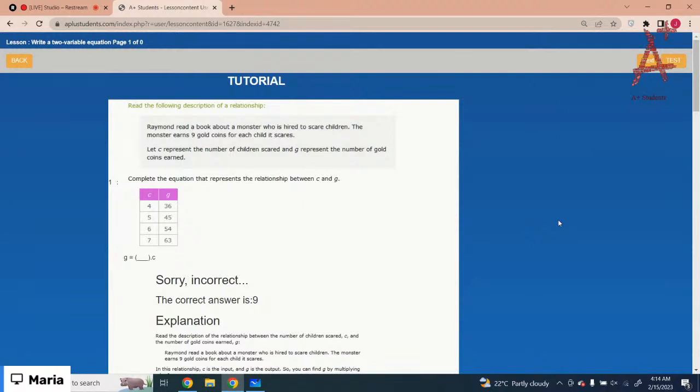Read the following description of a relationship. Raymond reads a book about a monster who is hired to scare children. The monster earns 9 gold coins for each child it scares. Let C represent the number of children scared and G represent the number of gold coins earned. You have a table with the values of C and G: 4 and 36, 5 and 45, 6 and 54, and 7 and 63. Complete the table. That equation represents the relationship between C and G. So basically you have to form the equations.